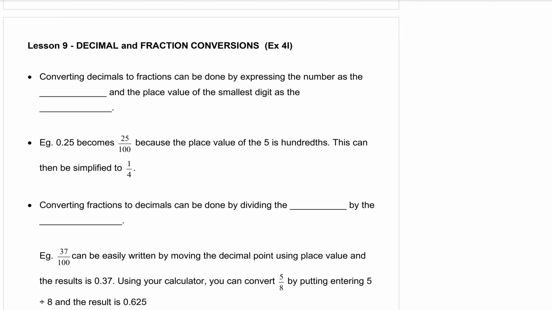We did that a little bit last lesson when we were using our place value to help us do that. So converting decimals to fractions can be done by expressing the number as the numerator. That means the numbers after the decimal point are going to go on top of our fraction to make our numerator, and the place value of the smallest digit becomes our denominator.